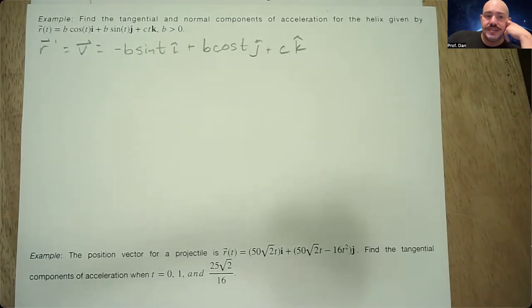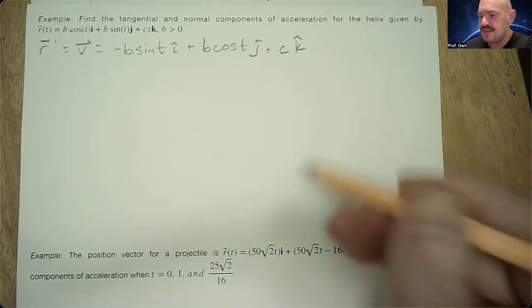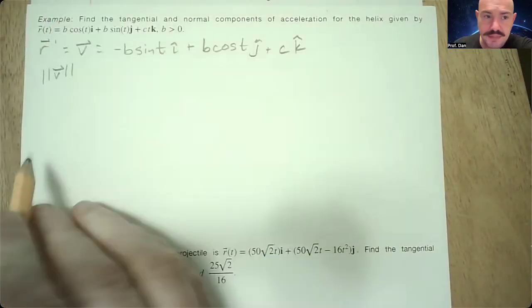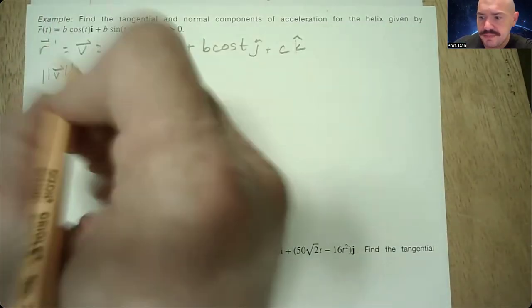So we've got our velocity vector. Remember our options. We can take the magnitude of the velocity and take its derivative. We can take the magnitude of the velocity and get the unit tangent vector. We can do all sorts of stuff. Either way, our next step should be to find the magnitude of the velocity vector.